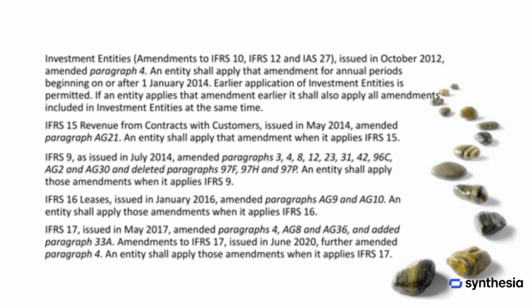IFRS 16, Leases, issued in January 2016, amended paragraphs AG9 and AG10. Entities are required to apply these amendments when they apply IFRS 16. IFRS 17, issued in May 2017, amended paragraphs 4, AG8, and AG36, and added paragraph 33A. Further amendments to IFRS 17, issued in June 2020, also amended paragraph 4. Entities must apply these amendments whenever they adopt IFRS 17.